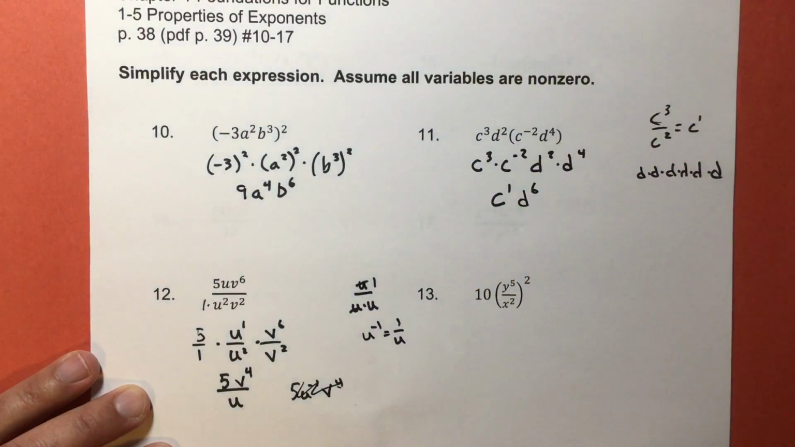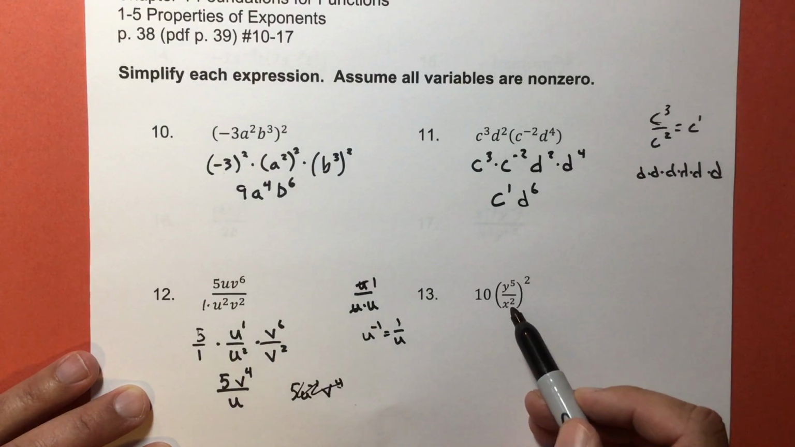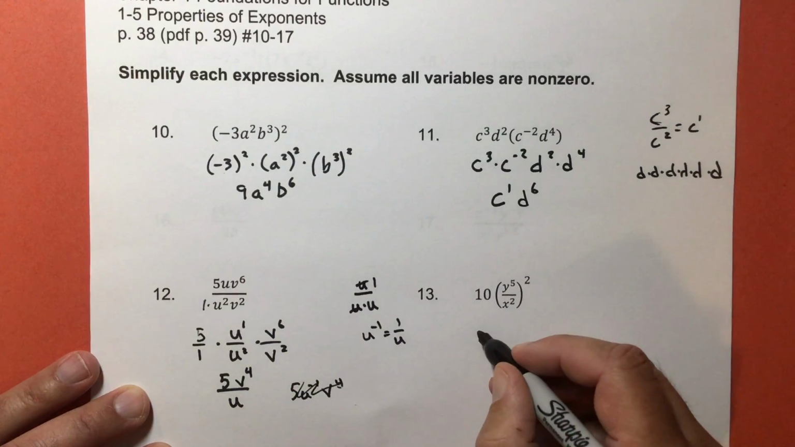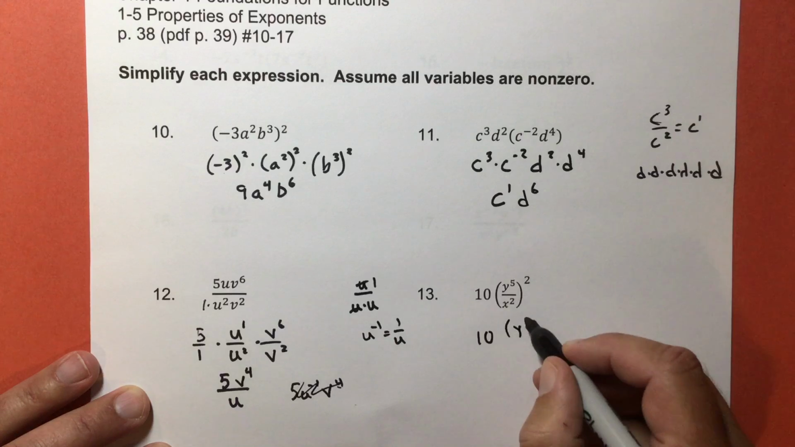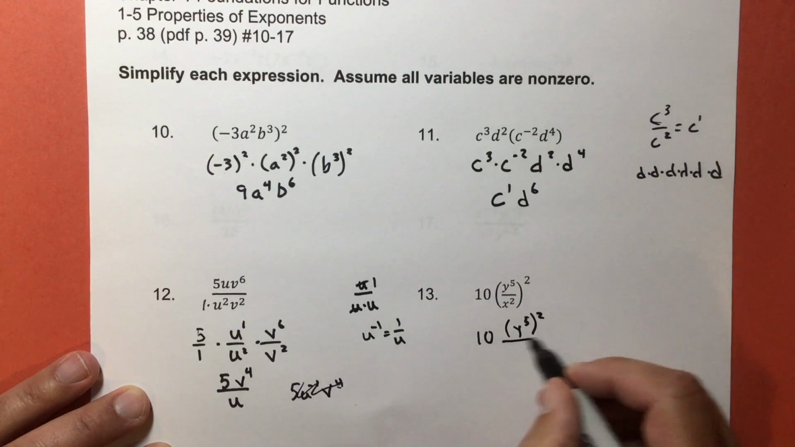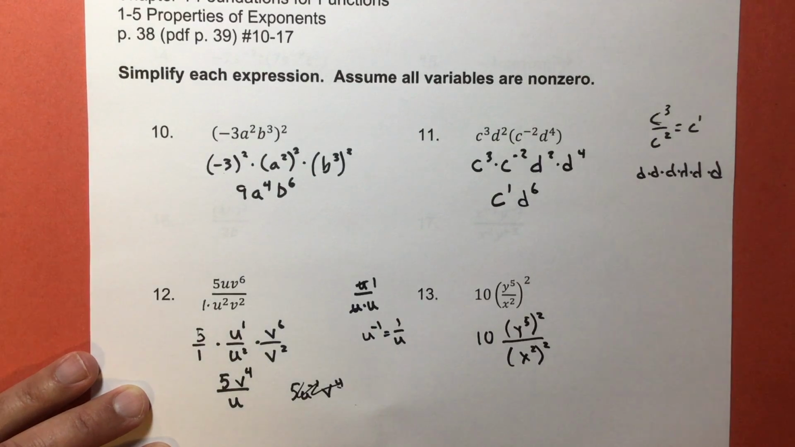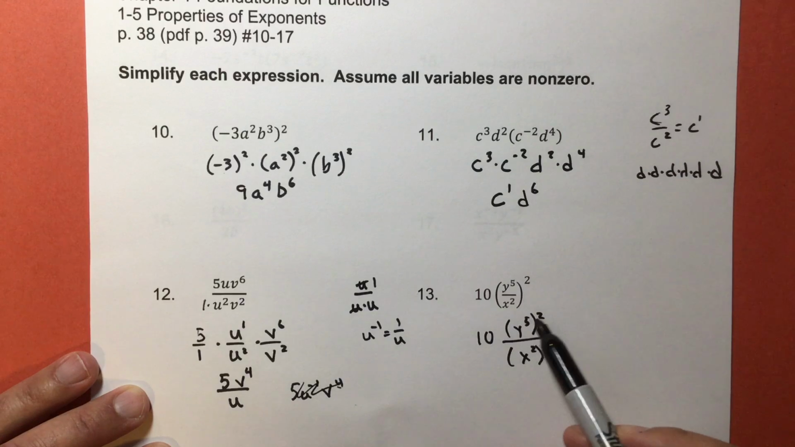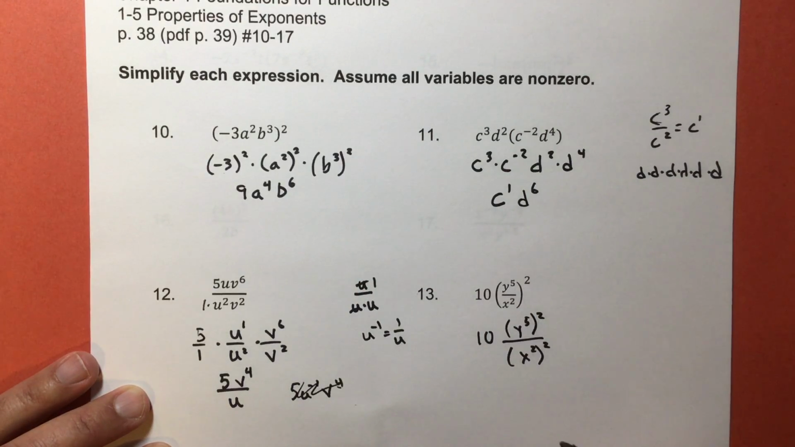Problem number 13, so pause if you want. The 10 is on the outside of the parentheses. Only what's inside parentheses has that exponent. So the 10 is going to get left alone for a moment, and I'm going to have y to the fifth power to the second power divided by x to the second power to the second power. So this is the power of a power where I multiply the exponents just like I did up here, and I get 5 times 2, which is 10.